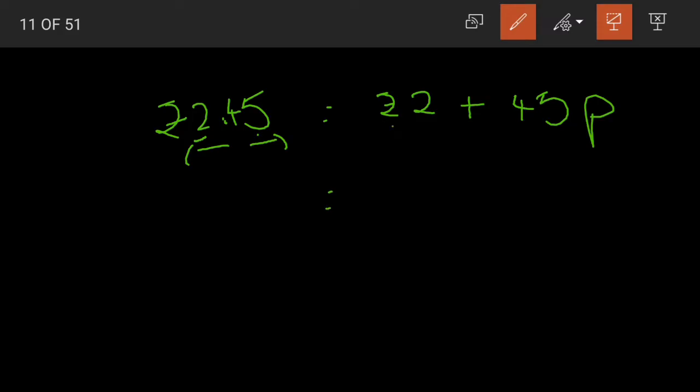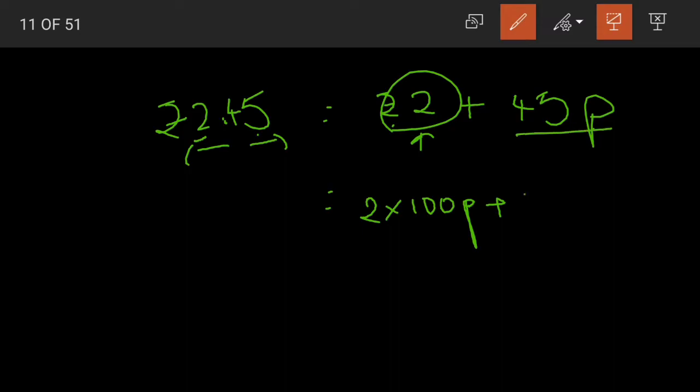Now if you look at the 2 rupees and 45 paise, children, how many paise is 2 rupees equal to? 2 into 100 paise plus 45 paise is already in paise. Yes, see, it is already in paise. Do we need to convert it into paise again? No. So 45 paise will be written as it is.